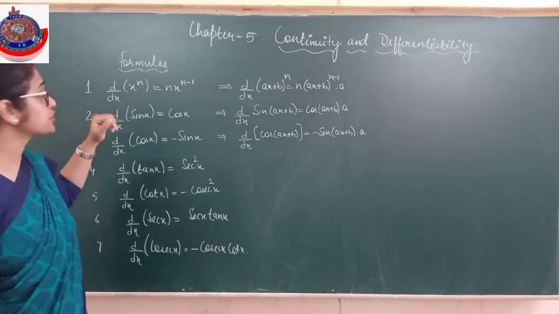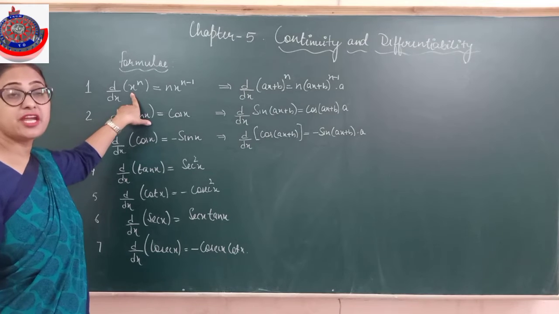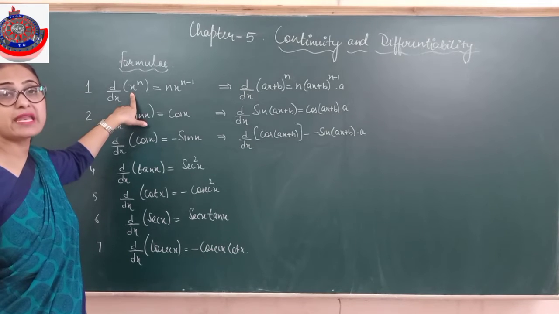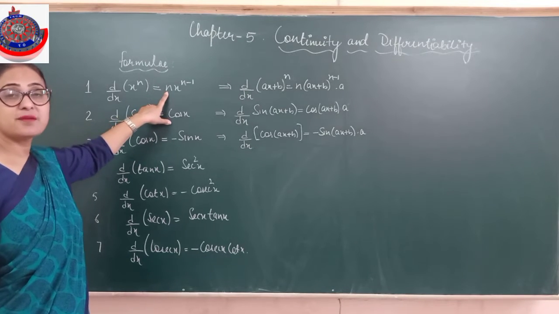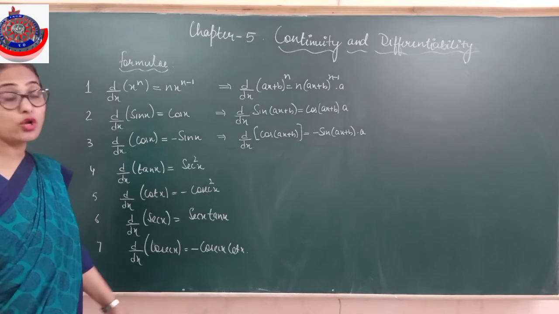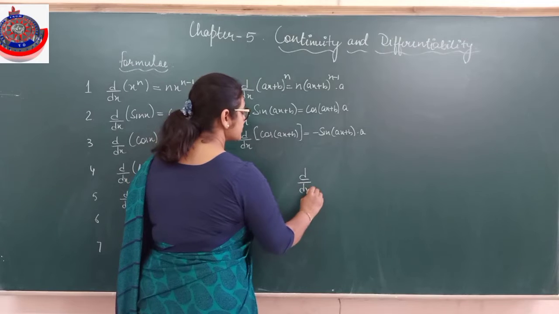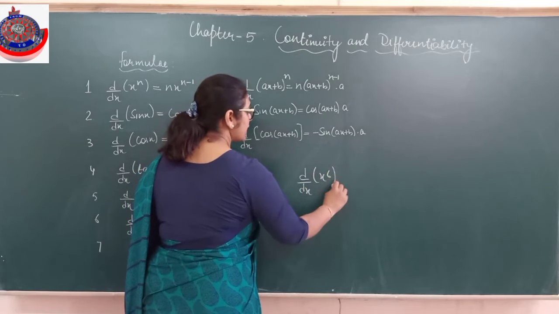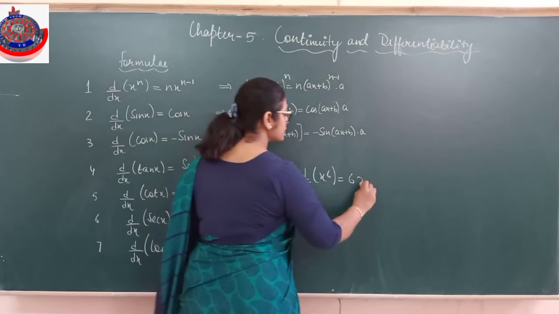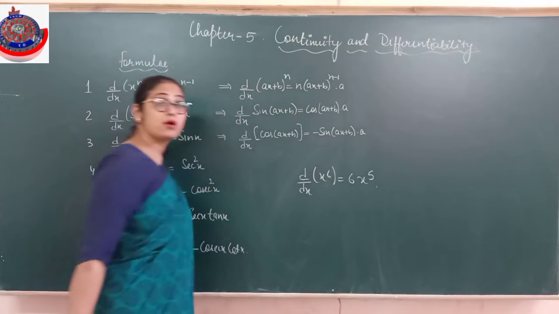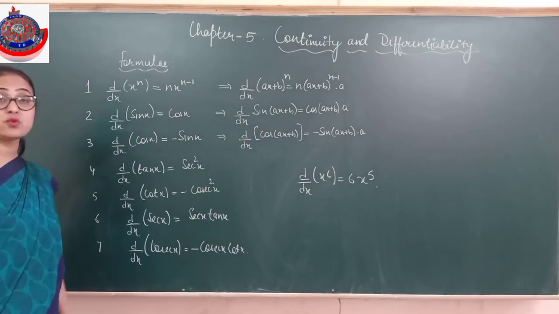Just a recapitulation. If I have to differentiate the function of the type x raised to power n, the power comes in front, reduce the power by 1, you all know it. For example, if I have to differentiate x raised to power 6, it will be 6 comes in front, reduce the power by 1. This is the differentiation with respect to x.